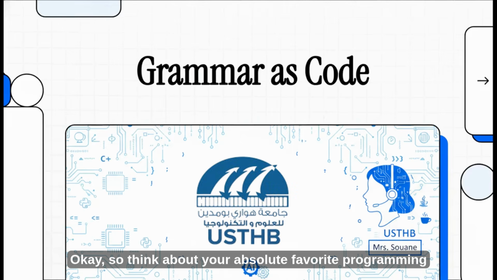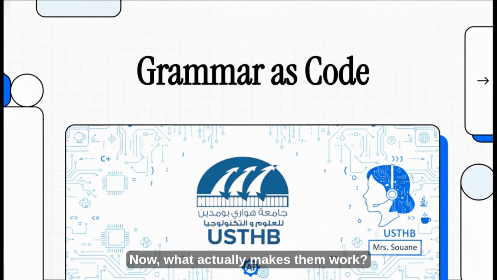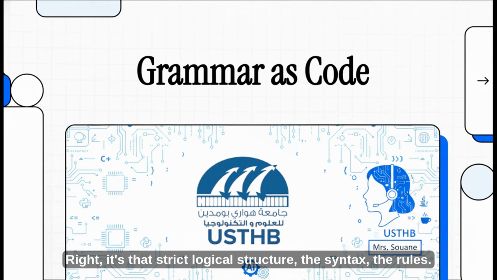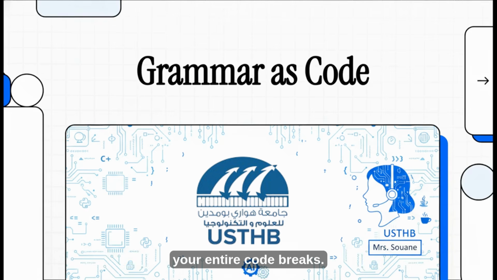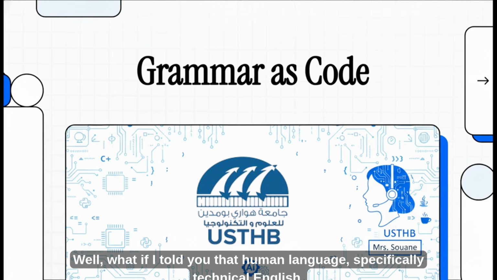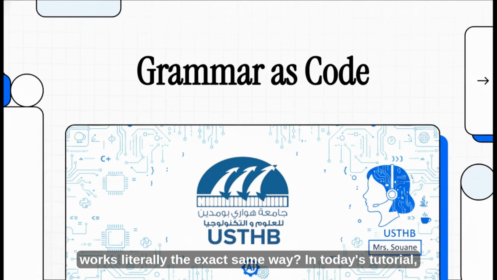Okay, so think about your absolute favorite programming language for just a second. Maybe it's C++, Python, Java. Now, what actually makes them work? Right, it's that strict logical structure, the syntax, the rules. If you miss a single semicolon or use the wrong operator, boom, your entire code breaks. Well, what if I told you that human language, specifically technical English, works literally the exact same way?